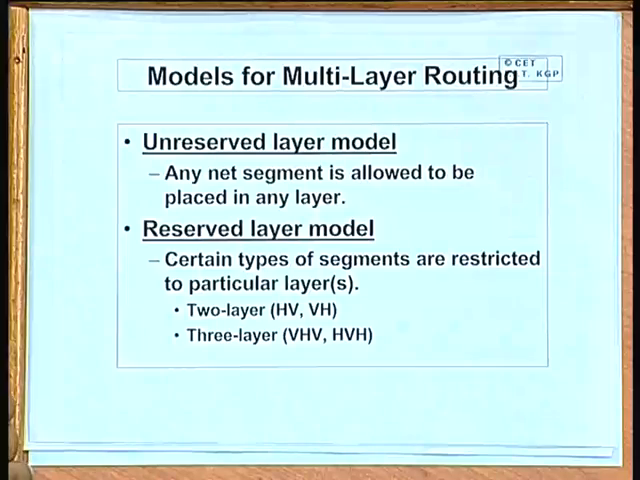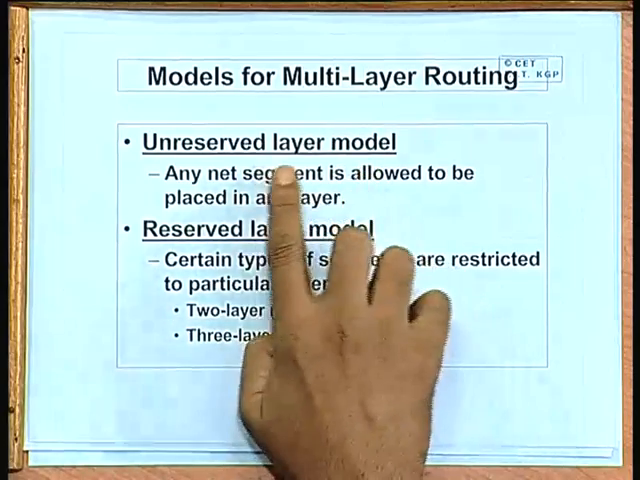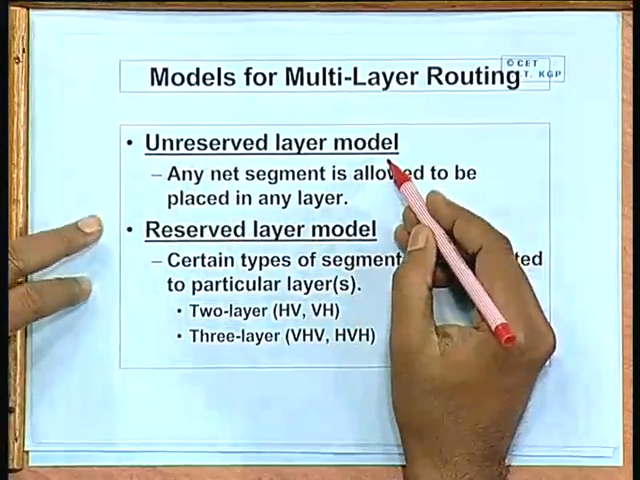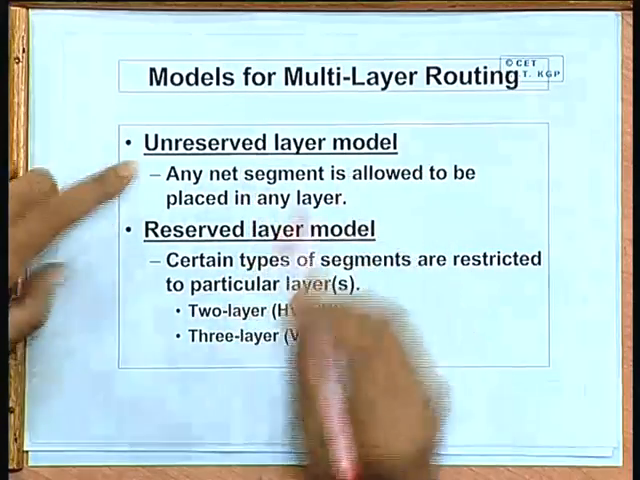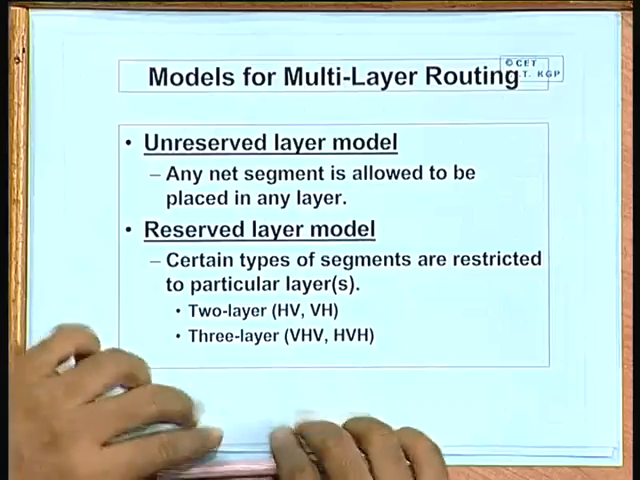So, when you talk about multi-layer routing, there are broadly two approaches. First says that there is no restriction as such. This is called the unreserved layer model. This unreserved layer model says that suppose you have two layers of routing, you can lay out wires in any fashion on the two layers. Of course, if it is a gridded model, you will have to lay it in synchronism with the grid rows and columns, but other than that there are no restrictions. This is the unreserved layer model.